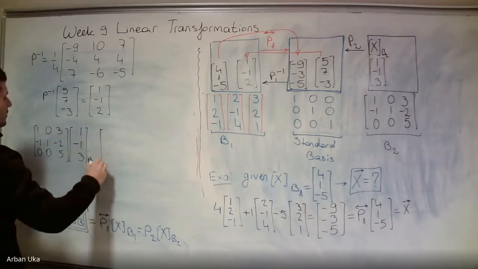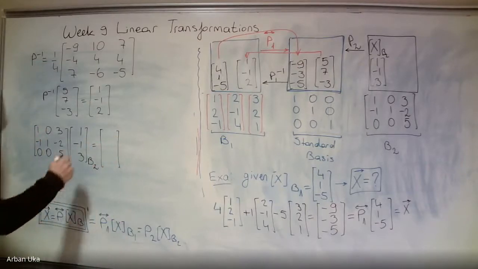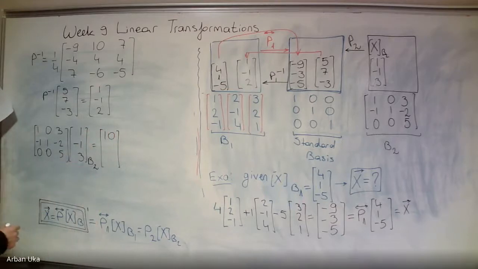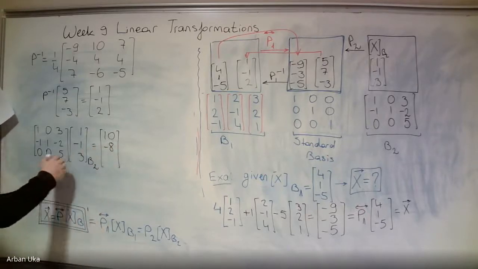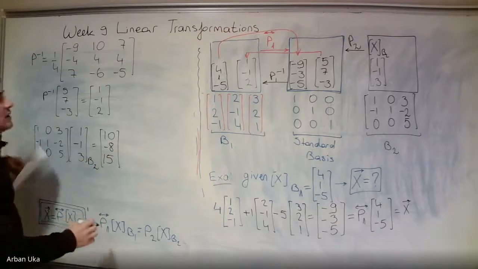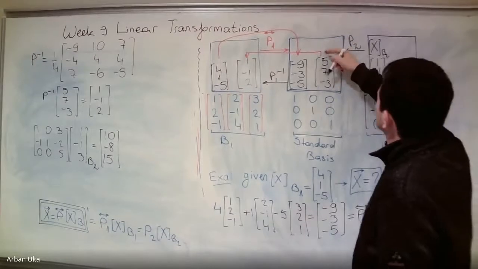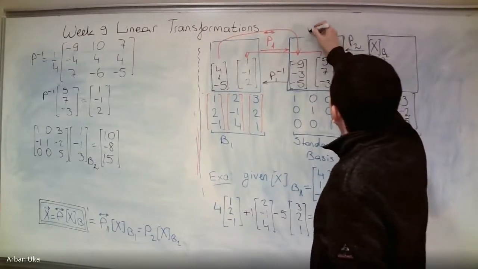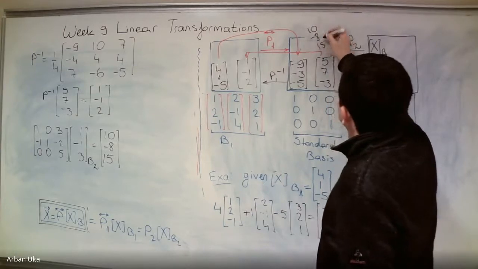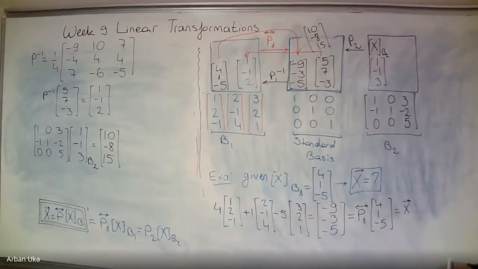So let's see what we get. 1 plus 3 plus 9, 10. -1, -1, -2, -2, -6, -8, and then we get here 15. Okay, so here we got a vector which is 10, -8, 15, and we are in this domain. Now let me write it here: 10, -8, 15. So we found it. This is how it looks in the standard basis.